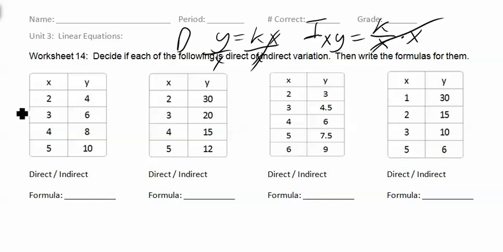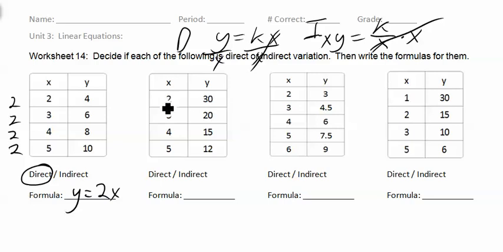4 divided by 2 is 2. 6 divided by 3 is 2. 8 divided by 4 is 2. So all of these, when you divide y divided by x, we get 2, which is k. So our formula is just simply y equals 2x. And this is direct variation. Alright, so let's take a look at this one.